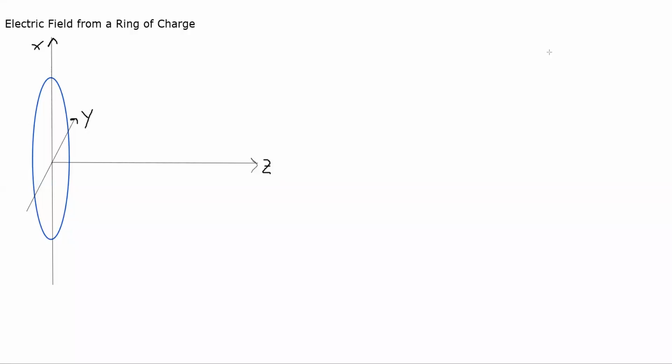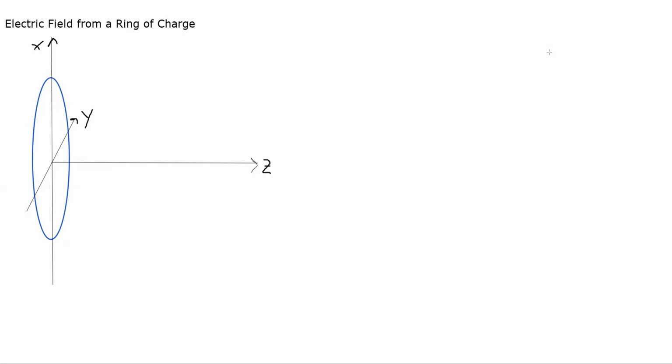All right, so now we're going to look at the electric field from a ring of charge. I try to draw it three-dimensionally. Hopefully it looks three-dimensional there. You have the z-axis coming out from the center of the ring, so it's perpendicular to the plane of the ring. And then you have the x direction going up, y direction going kind of into the screen here.